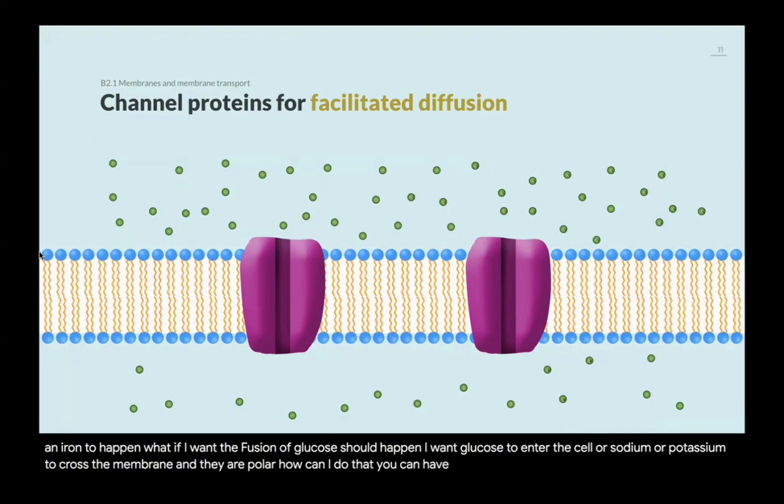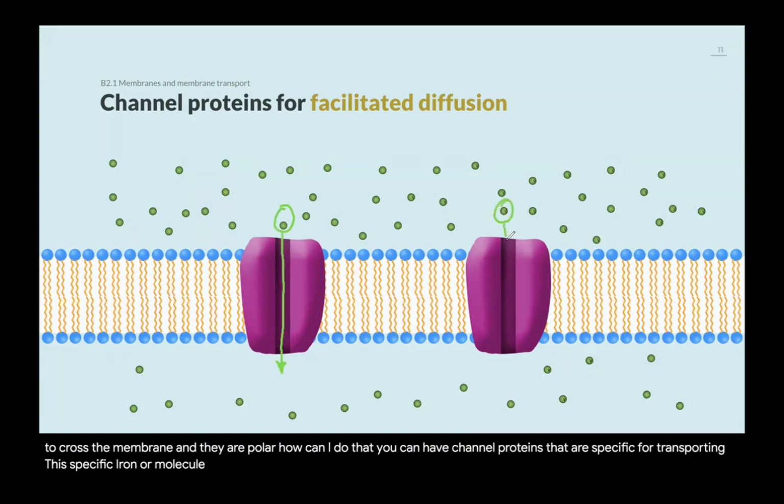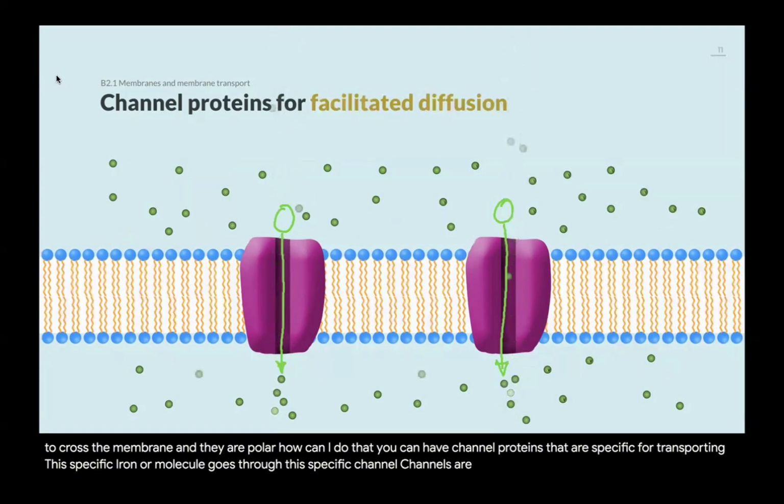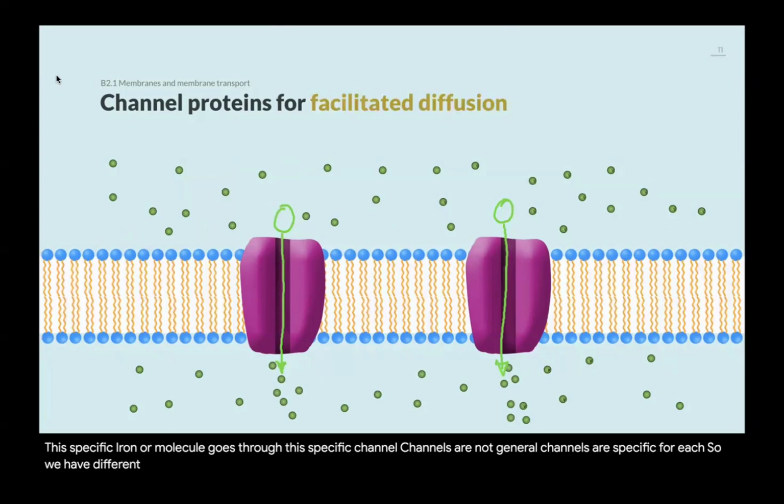You can have channel proteins that are specific for transporting this specific ion or molecule; it goes through this specific channel. Channels are not general. Channels are specific for each solute. So we have different channels for sodium, for potassium, for calcium, chloride, so that we can control better what goes in and out of our cells.